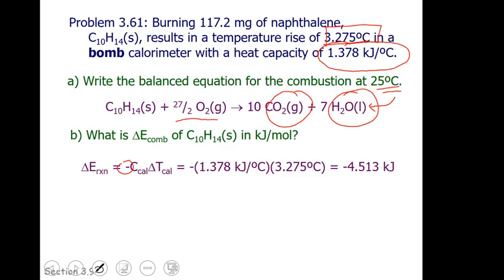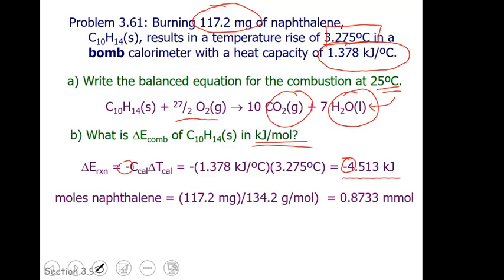Now, first off, remember the sign change. It is a negative heat capacity of the calorimeter times the change in temperature. And we would expect this to be exothermic. After all, we are burning something. The other issue about this number of kilojoules is that it is only for 117.2 milligrams of naphthalene. We have been asked to get the answer in kilojoules per mole. So we need to proportion this for the amount we have.